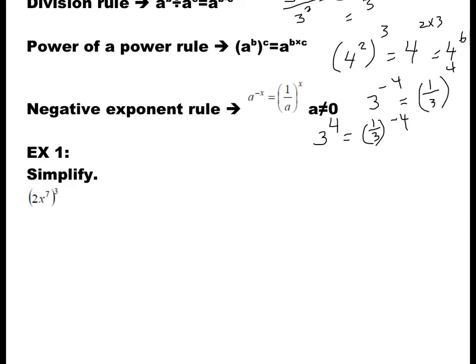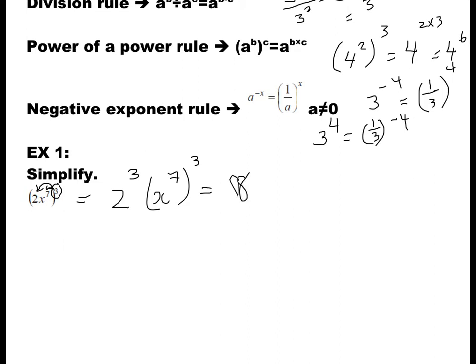In this example, I have 2x exponent 7, the whole thing to exponent 3. What you have to do is distribute the exponent 3 to every term inside. So this 3 is going to go over 2 and also over x exponent 7. So this is really 2 exponent 3, x exponent 7, exponent 3. I'm just distributing the exponent inside the bracket. Now, what is 2 exponent 3? Remember, 2 exponent 3 means 2 times 2 times 2. What is 2 times 2 times 2? 8.